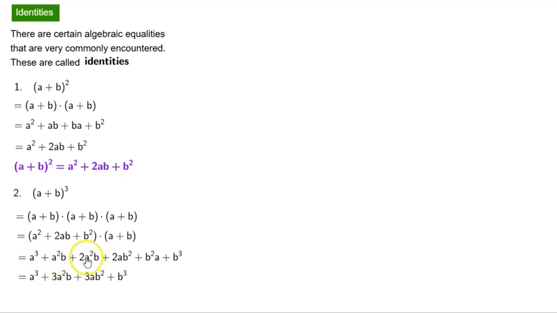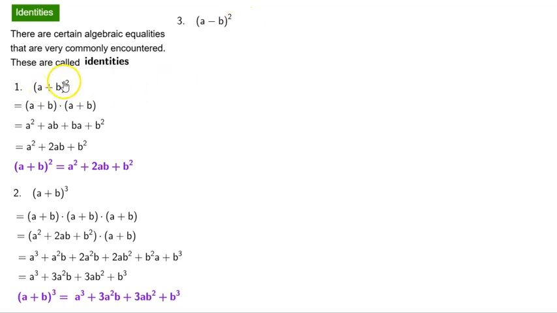So we have like terms. So 1A square B plus 2A square B is 3A square B, plus 2AB square plus this can be written as AB square. So again like terms. So 2 plus 1, 3AB square plus B cube. So this is another identity. So A plus B the whole cube is equal to A cube plus 3A square B plus 3AB square plus B cube.